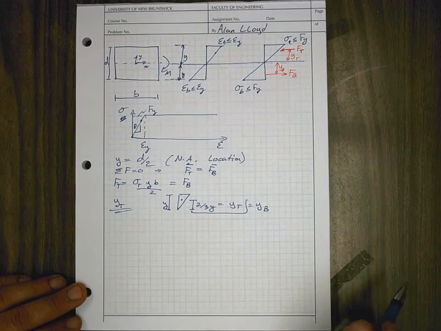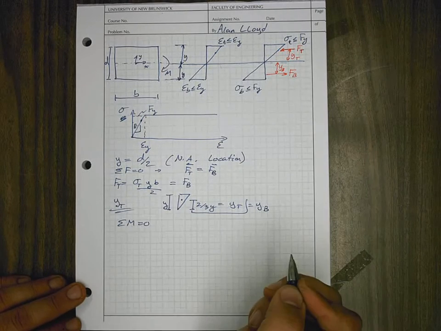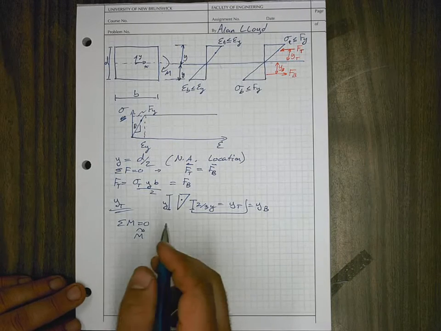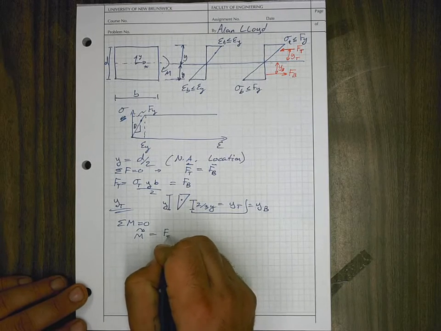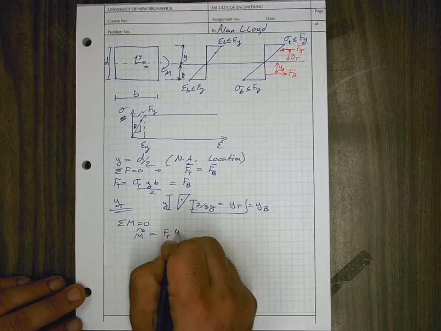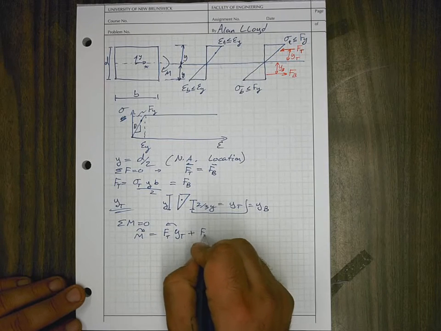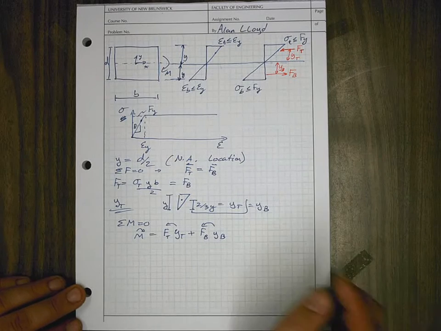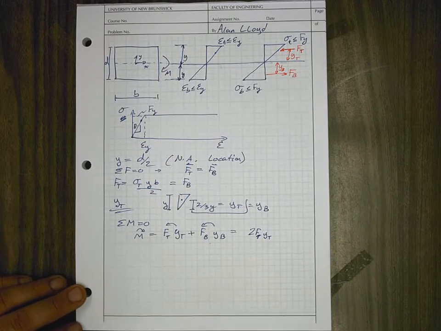The moment itself, M. If we take the sum of moments and set that equal to 0, we would have moment, as I drew it, applied in the clockwise direction, and that would simply be equal to force at the top multiplied by its moment arm, y top, going in the counterclockwise direction, plus force at the bottom multiplied by y bottom going in the counterclockwise direction. This equates to 2 Ft yt, based on yb and yt being equal, and Fb and Ft being equal.